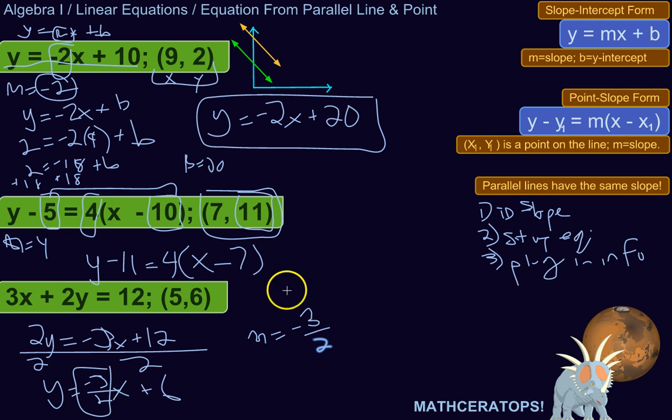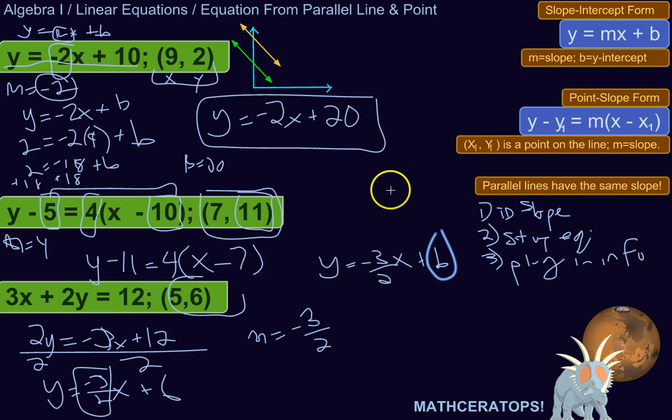And so, now that I know that, what I'll do is, you could do what I did up here. You just write y equals mx plus b, and I know the slope, so negative 3 halves x plus b. Plug in your x and y of the point and solve for what b is, and then substitute that in for your equation. Then you've written it in slope-intercept form.